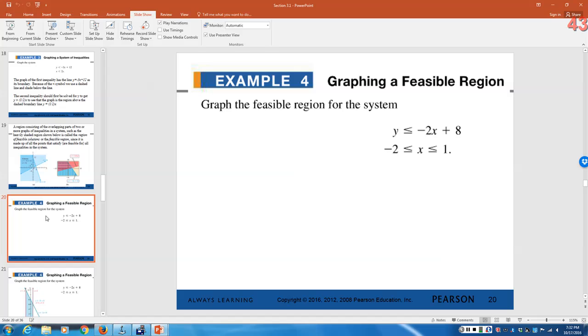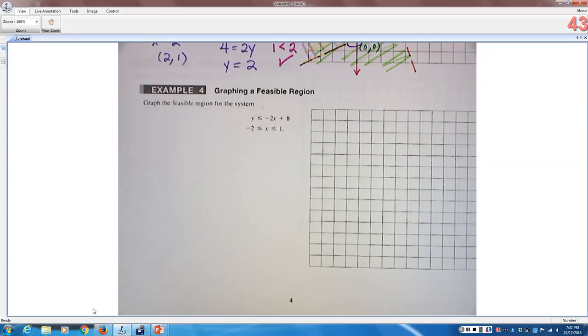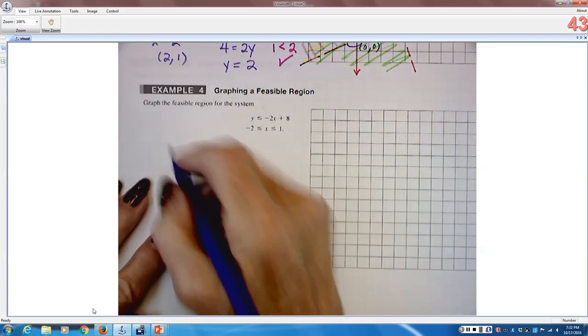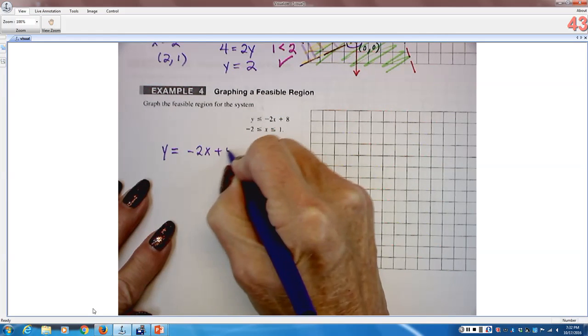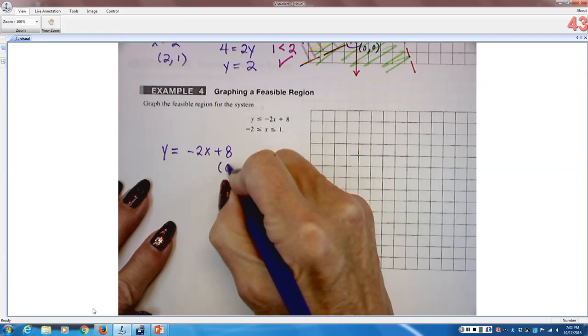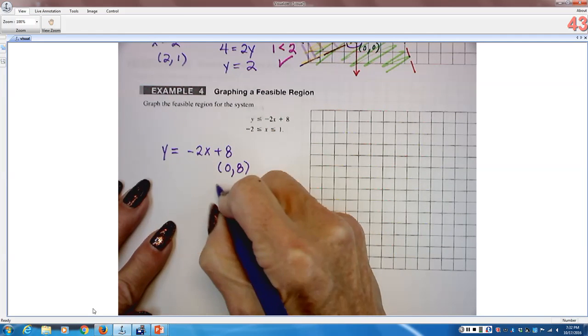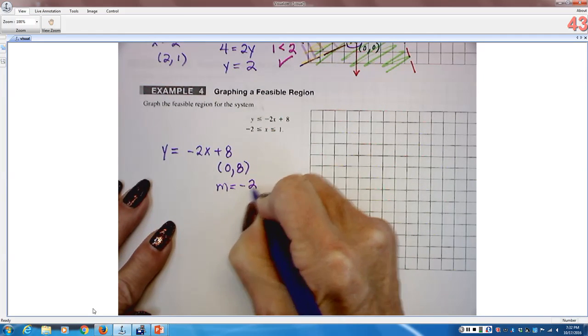So the way that we're going to do that is we're going to graph y equals negative 2x plus 8. We're going to go ahead and do that on paper first, before I show you the final result. So on paper, I'm first going to graph y equals negative 2x plus 8. The y-intercept is 0, 8. The slope is negative 2 over 1.